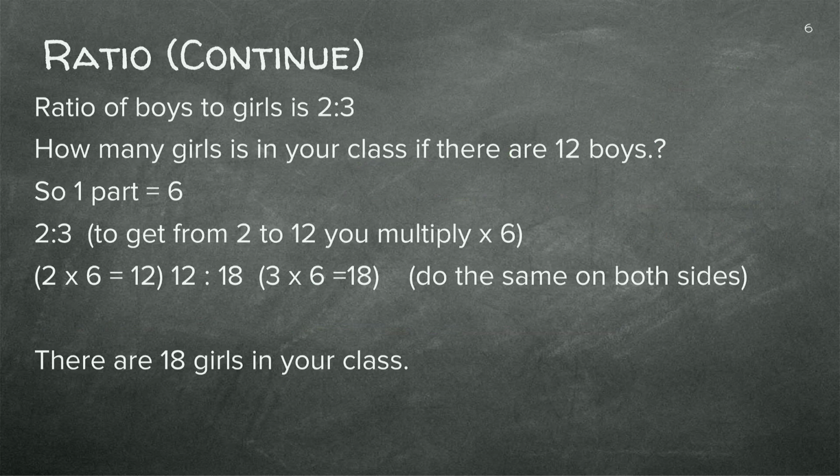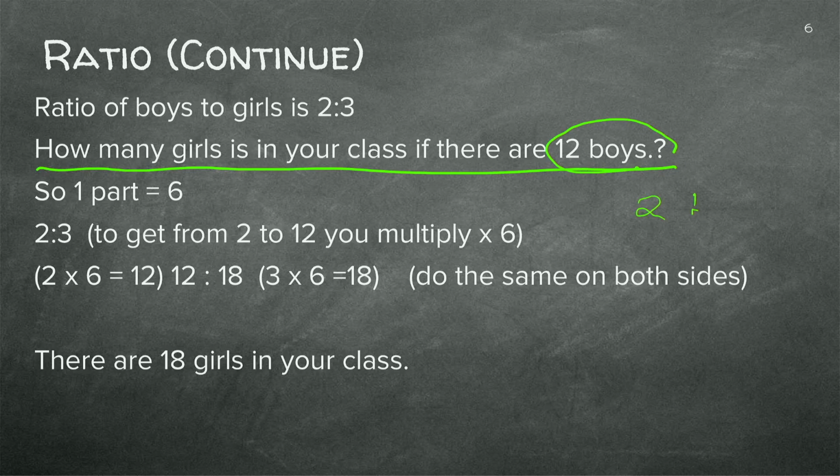The ratio of boys to girls is 2 to 3. So how many girls are in your class if there are 12 boys? It's very similar to the teacher-learner one, isn't it? So they're telling us there are 2 boys to 3 girls, and they're telling us that there are 12 boys in the class.